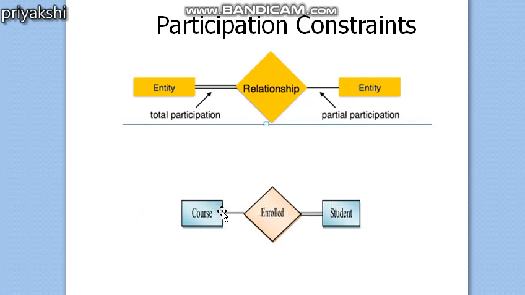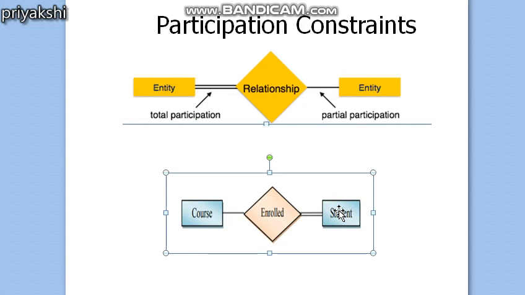There are two entities, student and course, and the relationship name is enroll. So we can see that from this side there is total participation, and from this side there is partial participation. So what do you understand from this? That the entity set student is related to course through the enrolled relationship set. Okay, the participation of entity set course in the enrolled relationship set is partial, because a course may or may not have students enrolled in it.